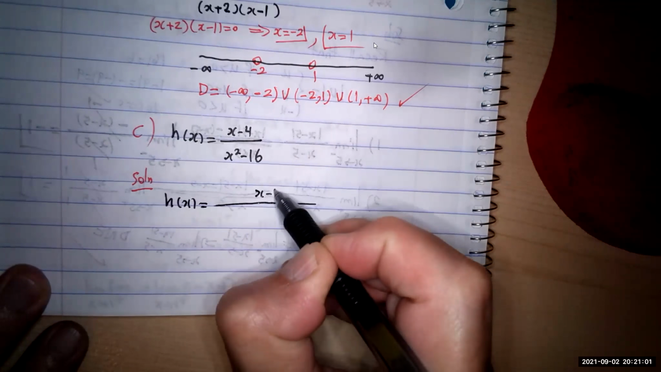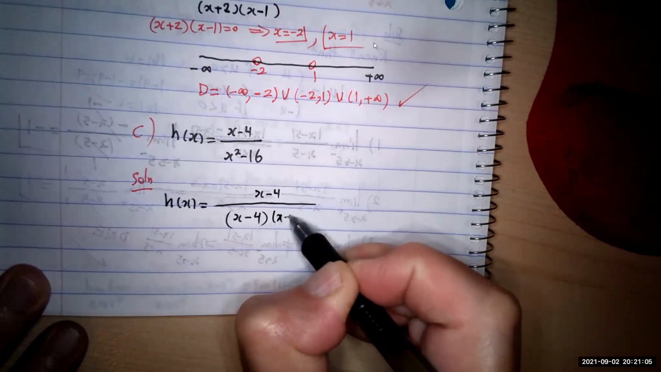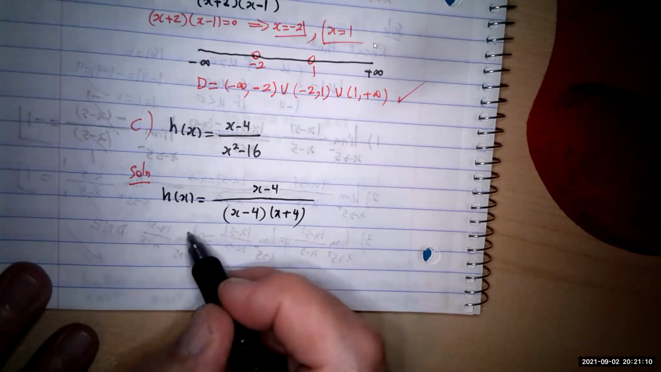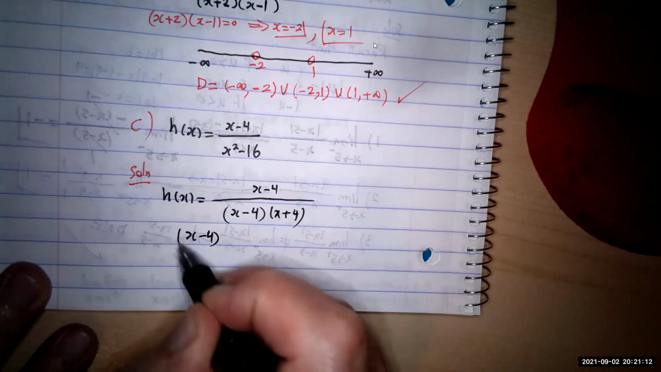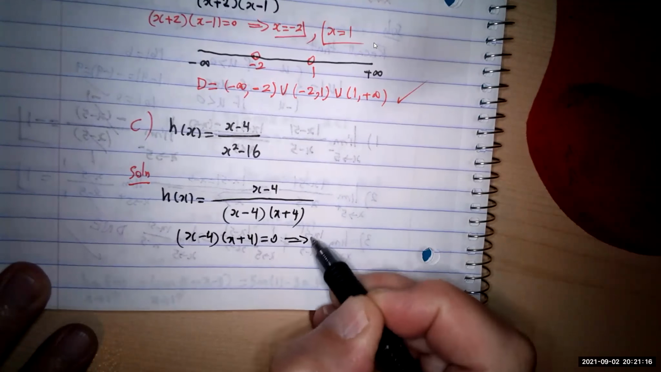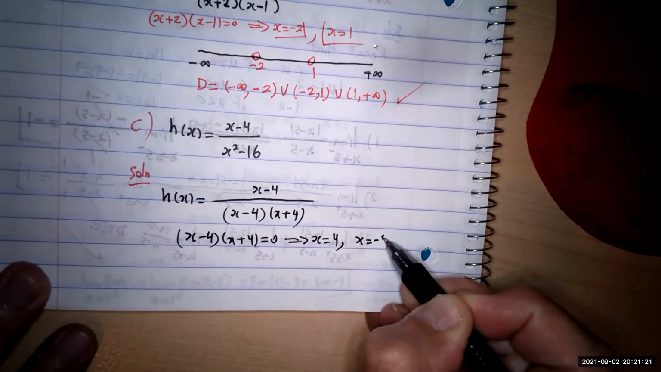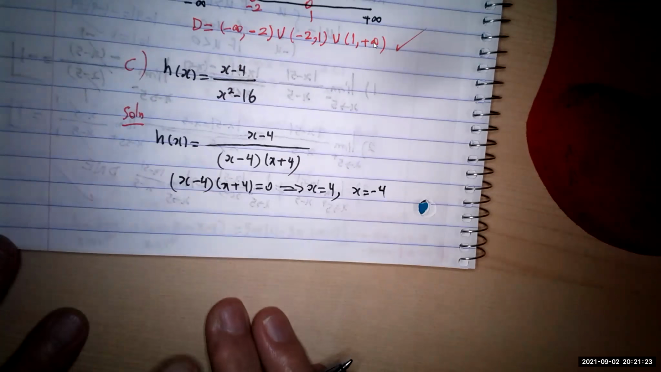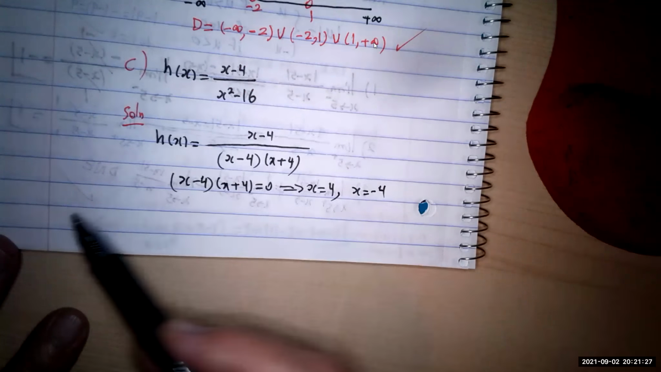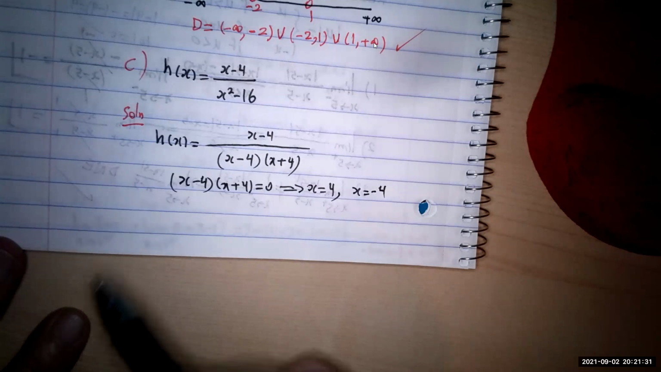x squared minus 16: you factor this into x minus 4 times x plus 4. See, that's it. So you have two factors. So x minus 4 times x plus 4 equals 0. So we get two numbers, x equals 4 and x equals -4. So the denominator would be 0 at 4 and -4. You see, 4 squared is 16, 16 minus 16 is 0. -4 squared is 16, 16 minus 16 is 0.